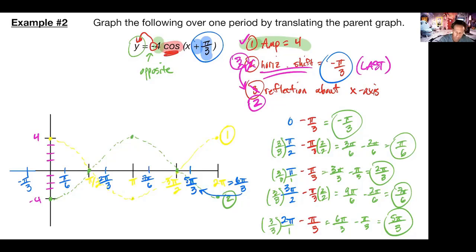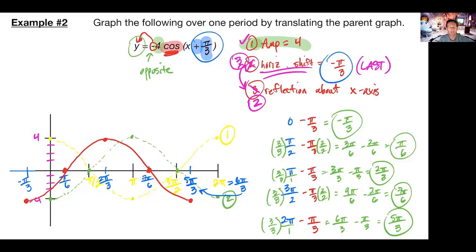Don't forget we started then at the -4, which was both our amplitude of 4 and then our negative reflection about the x-axis. And then we went to 0, up to 4, back to 0, and then back down to -4, and connecting all of those to make my smooth consecutive cosine curve.